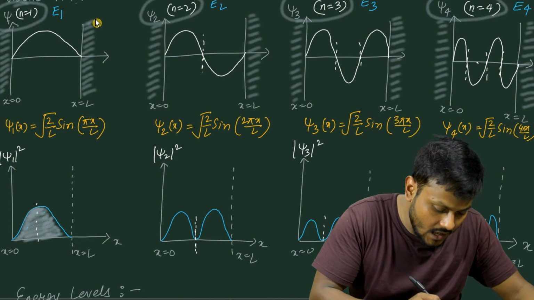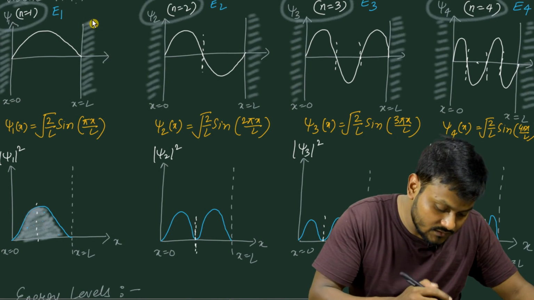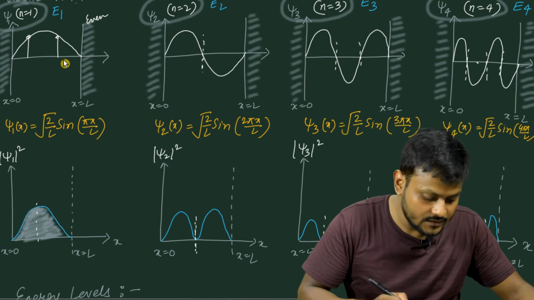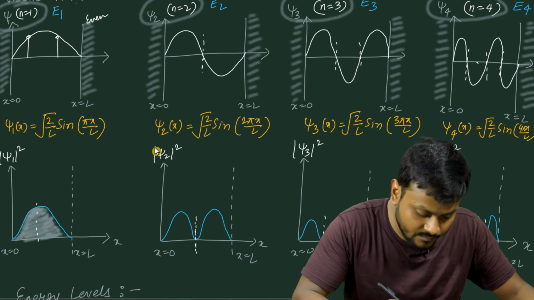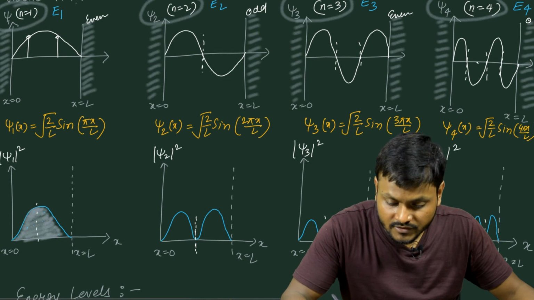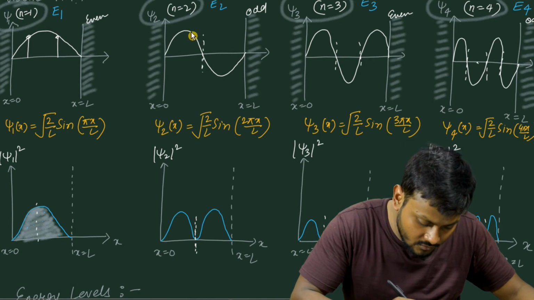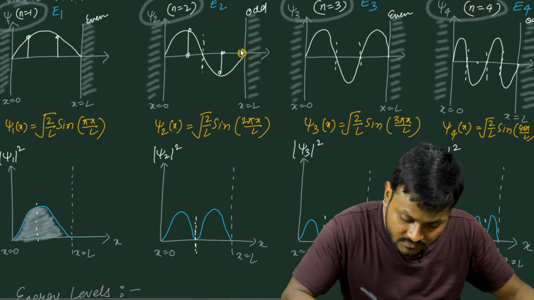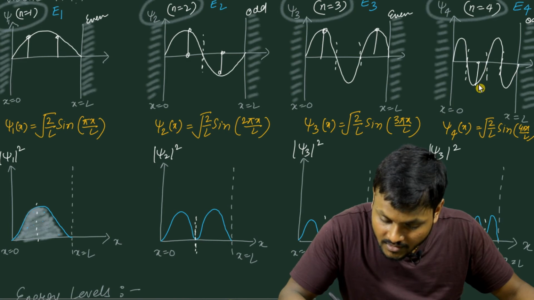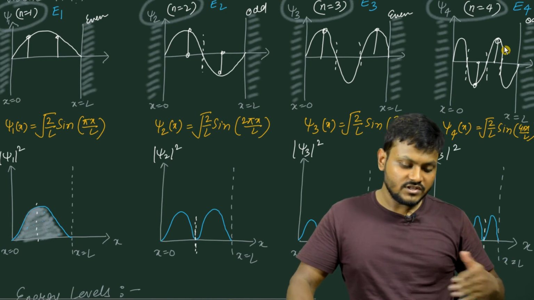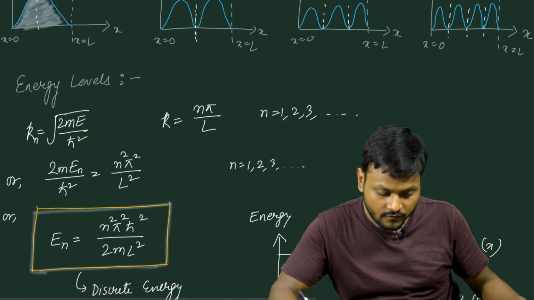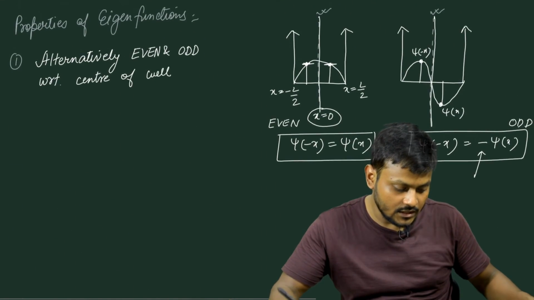So this is an even function, this is an odd function, this is an even function, and this is an odd function, and so on. This represents continuously alternating even and odd functions in the solution.